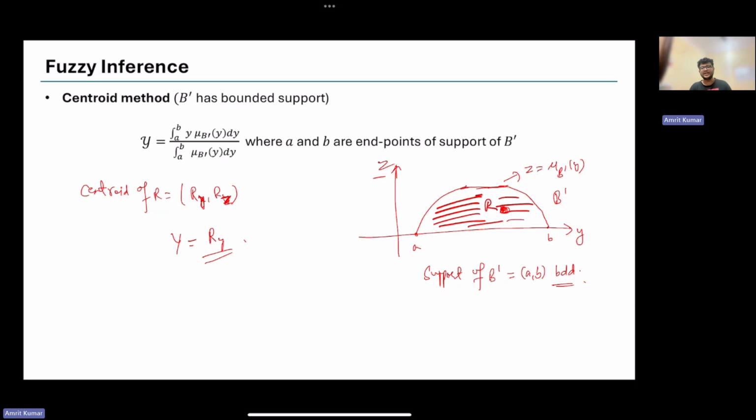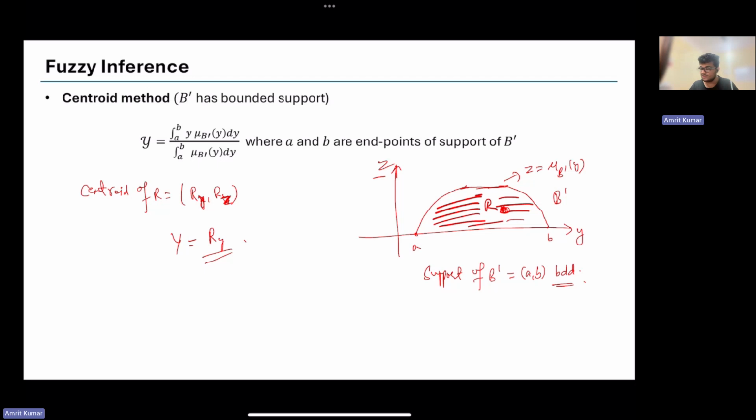Again, nothing very complicated. You simply plot the membership function of the output fuzzy set B dash on the YZ plane. You look at the region subtended by this membership function with the horizontal axis, which is the Y axis, within the support, which is A comma B. And then you compute the centroid. In fact, you don't need to compute the entire centroid. You just need the horizontal coordinate of the centroid, which is the Y coordinate, and that will be your defuzzified value.